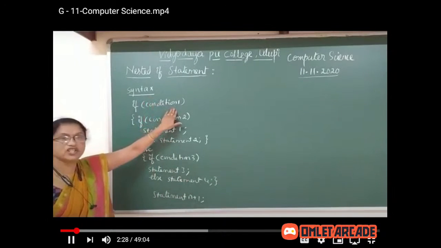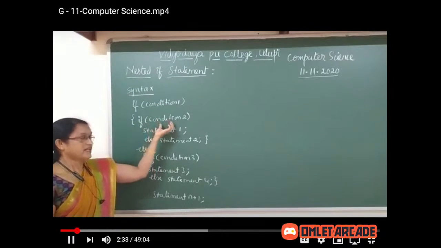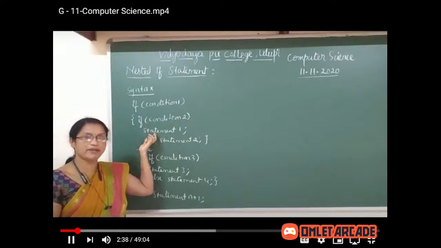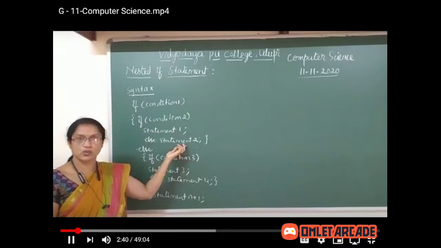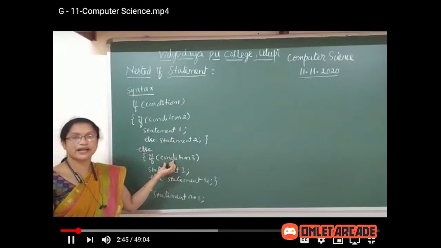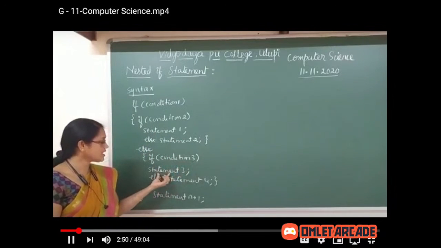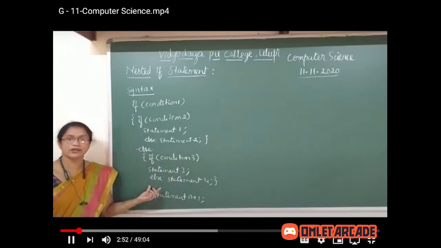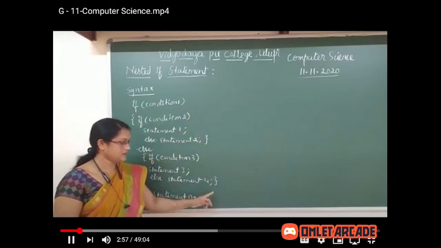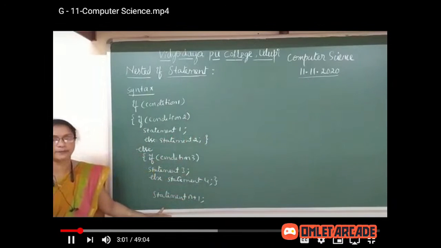Okay, so if condition 1 is true, then it checks the second condition. If both the conditions are true, then statement 1 will be executed, else statement 2. And again, it checks one more condition, that is the third condition. If the third condition is true, then statement 3, else statement 4. So you can finish by writing till here, otherwise one extra statement, that is optional.